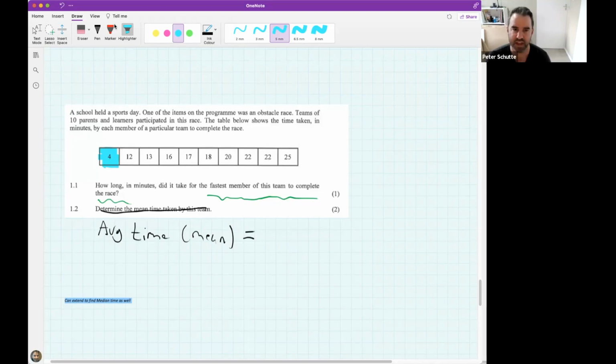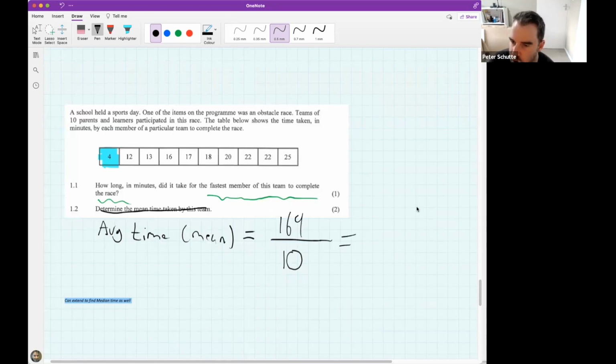Okay, now find me the mean number for the data set. Find me the mean or the average time for this data set. So there's 10 items. And how much do we get if we add these all up? So we take our calculator and we go 4 plus 12 plus 13 plus 16 plus 17 plus 18 plus 20. And we should get 169, which gives us an average time in minutes of 16.9 minutes.